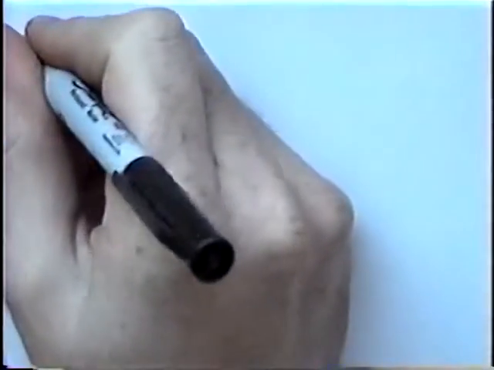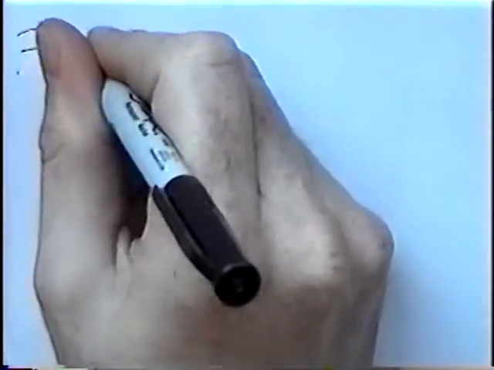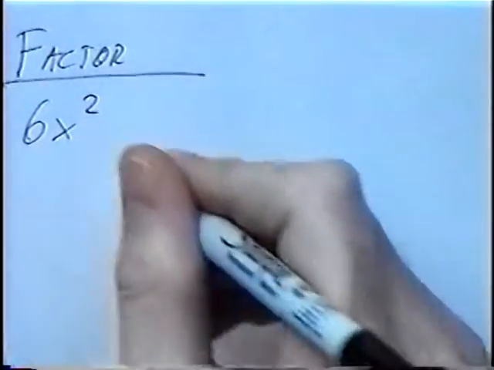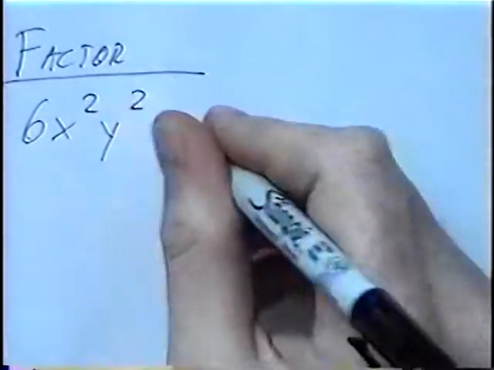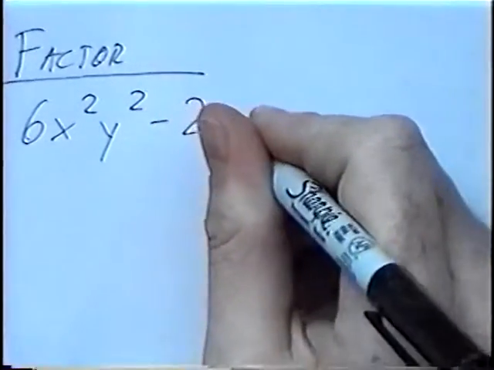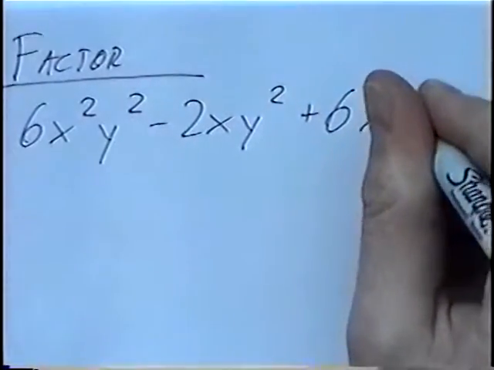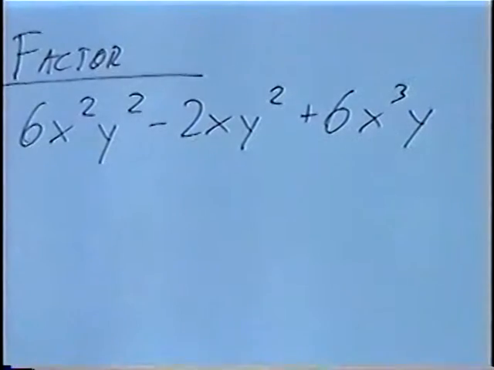Title of the first section today is factor. First question, 6x squared y squared minus 2x y squared plus 6x cubed y.